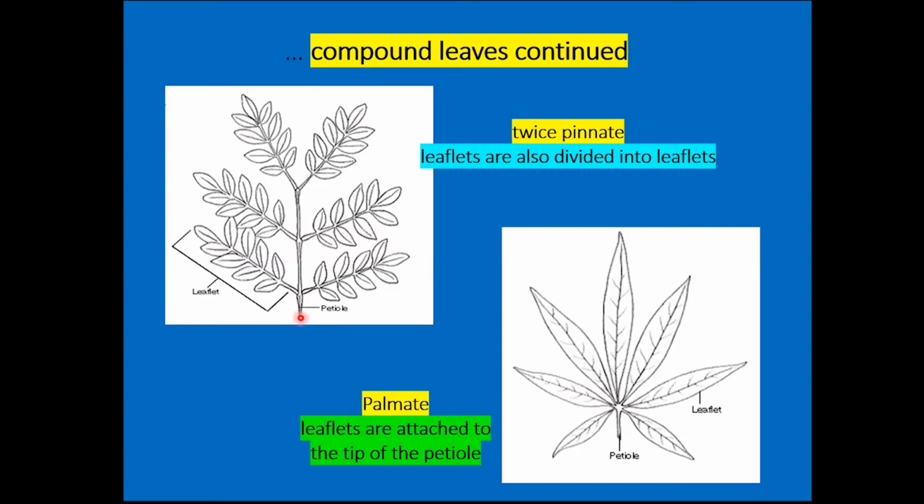And on the ground in the fall, you'll see this whole thing laying on the ground because that's where it dies back. Again, this one is palmate, like the palm of your hand. It's attached here. It's not going to fall off at these points. It's going to fall off there. So this is a palmate leaf.